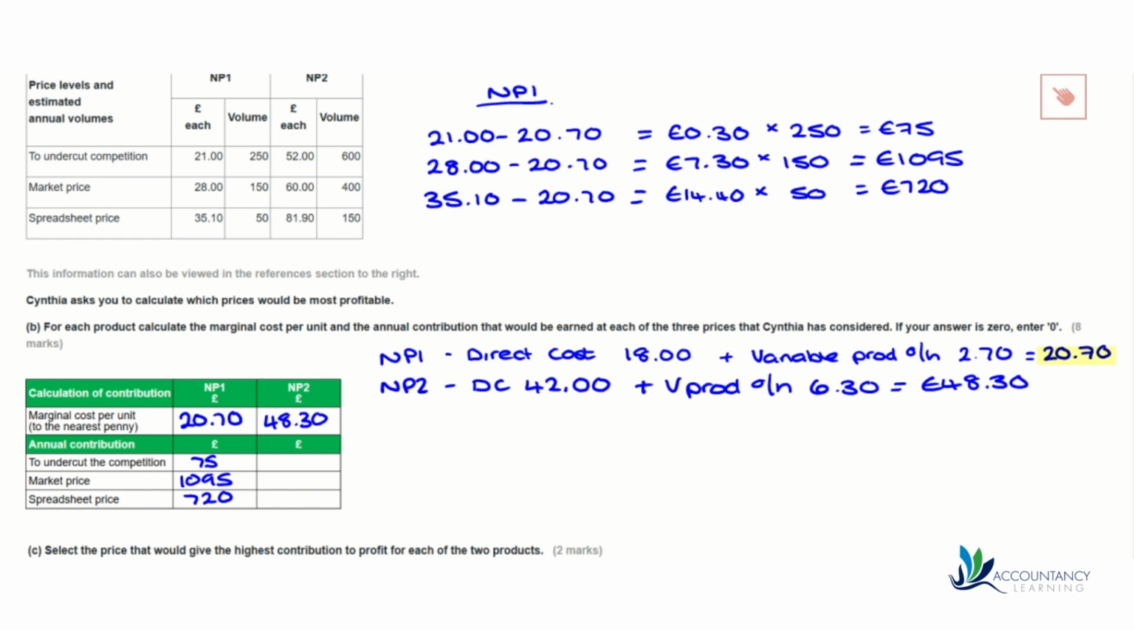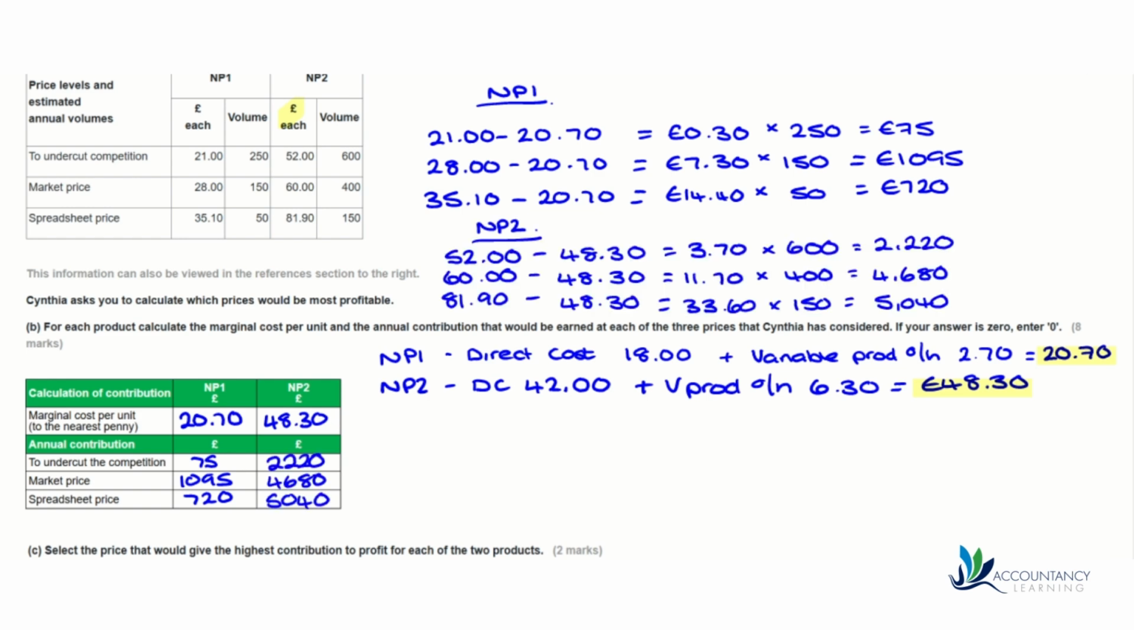And we just repeat the same method for NP2, but this time when we look at the cost here, we just need to remember that the marginal cost there was £48.30. So as you can see from the NP2 workings, to undercut competition, the annual contribution is £2,220, market price £4,680, and the spreadsheet price is £5,040.